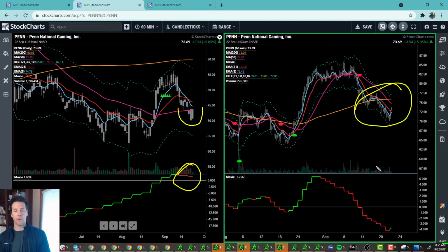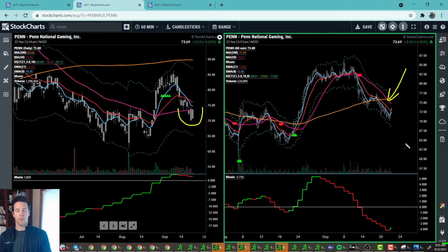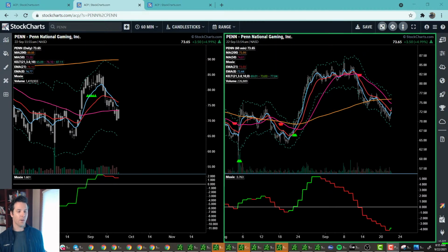And I look here on the hourly time frame. Do I see anything yet? No, because price is still below a downtrending hourly 50. The 8 is still below the 21, and the Moxie indicator is still below 0. But I'm waiting, because what I'm looking for is something like this. I want to see the Moxie indicator fire, I want to see the 8 get over the 21, and I want to see price get over the hourly 50. So I'm just watching to see if this is something that's going to be happening over here.